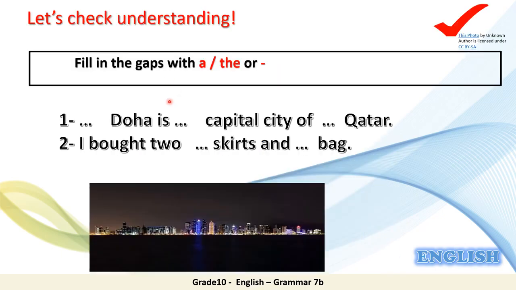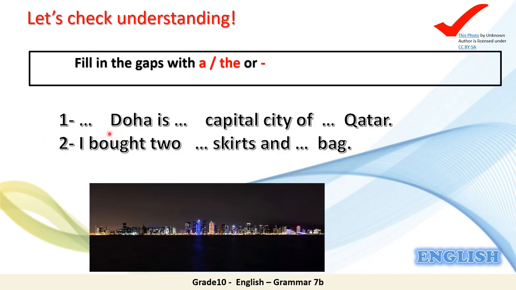Let's check our understanding by answering the following questions. Fill in the gaps with a, the, or no article. Doha is capital city of Qatar. I bought 2 skirts and bag. Please pause the video for a while. Answer these 2 questions. Now let's answer together.